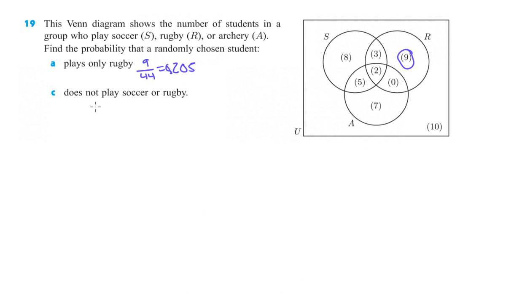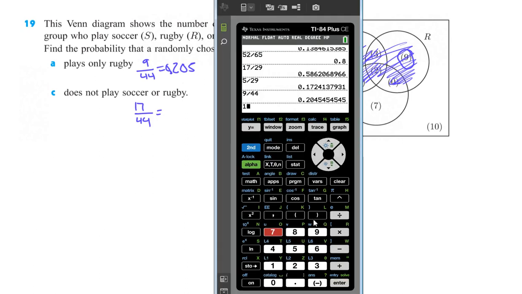Okay. What is the probability that a randomly chosen person does not play soccer or rugby? So we know there are 44 people that we're choosing from. So the people that don't play, so they're not in soccer, and they're not in rugby. That would leave these 7 plus 10, these 17 people. So we would now take 17 divided by 44, and we get 38.6%.